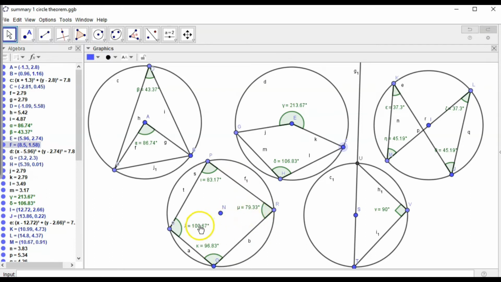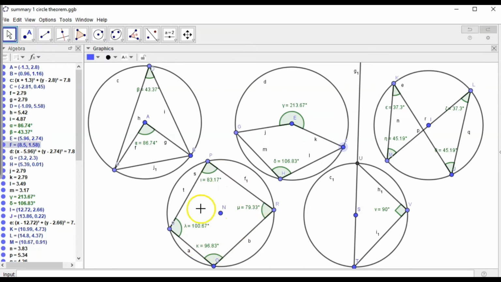When you add these two values together, it automatically gives you 180 degrees. Again, angle QPR is 83.17 degrees. Likewise, QOR is 96.83 degrees. When you add them up, you get a total value of 180 degrees.